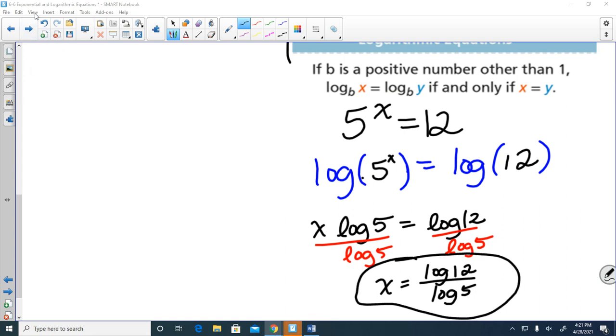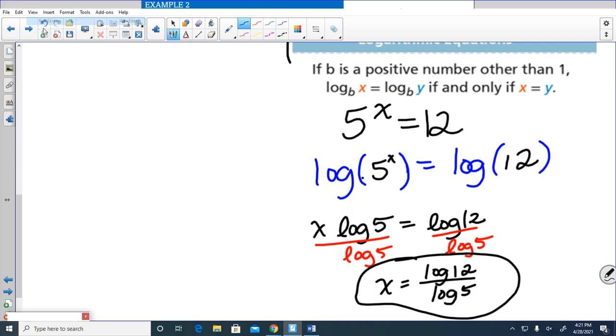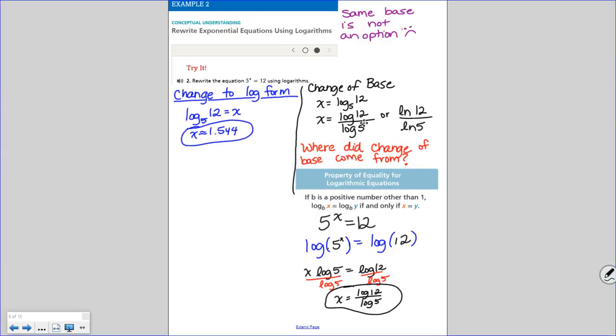Now, if I type that into a calculator, I'll get the same decimal I did before. So if you look, log of 12 over log of 5, 2 different ways to get this answer. And this is where the change of base came from. And if you're like, Ms. Honeycutt, why are you doing this simple problem 3 different ways? It's because these equations are going to get a little more difficult.